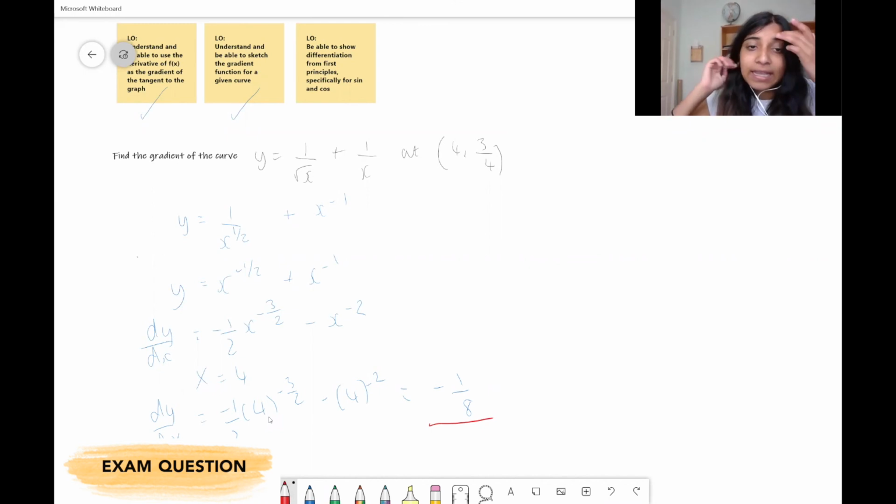So the key here was to rewrite the equation of the curve in an easy form to differentiate using indices like we did here, and then differentiate it normally and plug in the x value of your coordinates to get the gradient of the curve at that specific point.